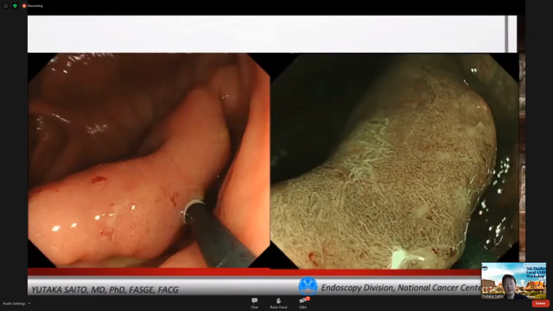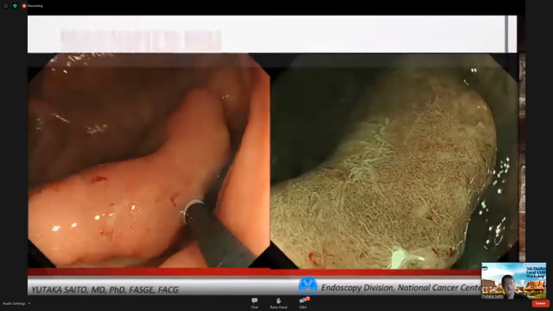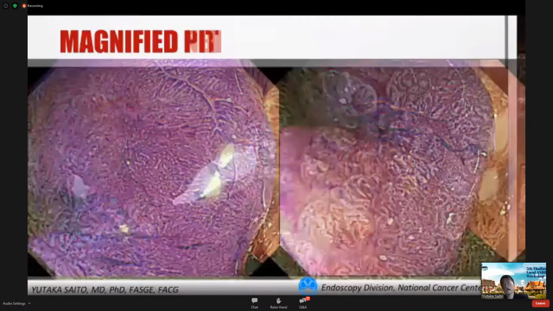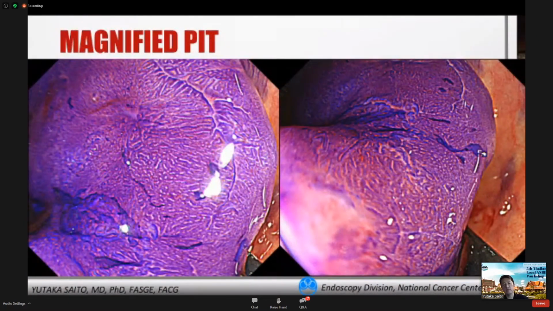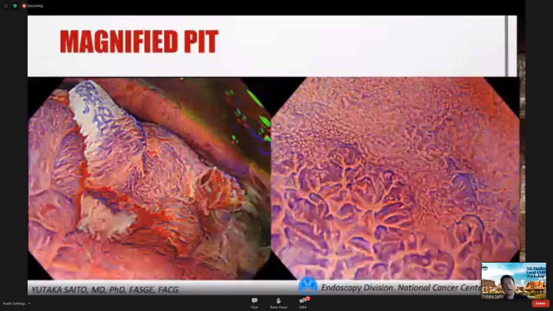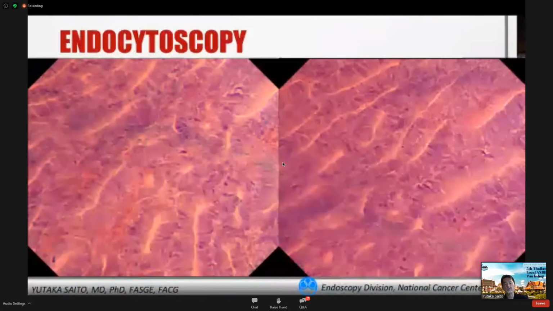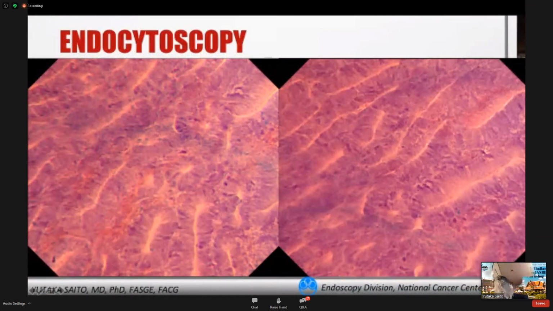As for me, I'm also a little bit curious about some submucosal invasion in the conventional white light image. But after the detailed pit pattern, I thought there's some possibility of intramucosal or SM1. And the endocytoscopic image also confirmed the intramucosal neoplasia.